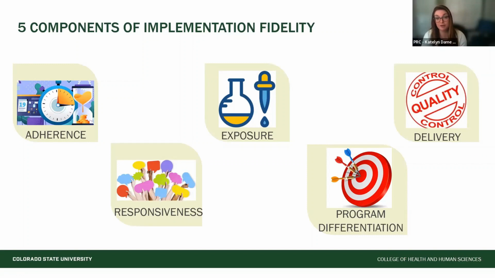As a quick review from our previous learning workshop, the 5 components of fidelity are adherence, exposure, dosage, quality of delivery, participant responsiveness, and program differentiation. And I'm not going to spend too much time talking about these concepts today, but if you would like to review them, again, check out YouTube for our learning workshop number 2 on implementation fidelity.